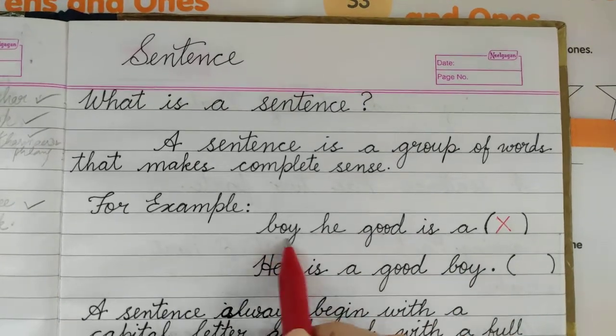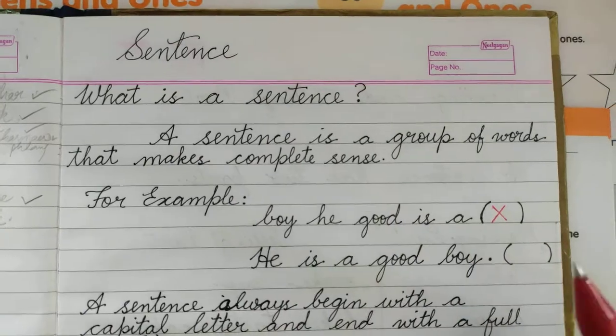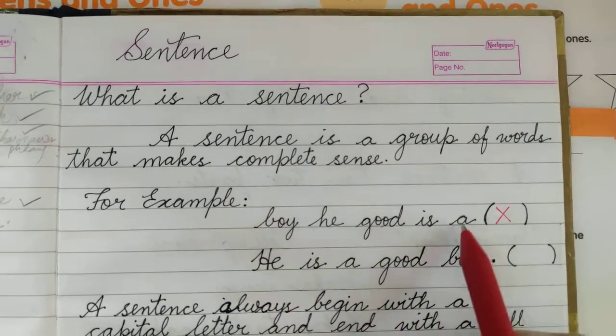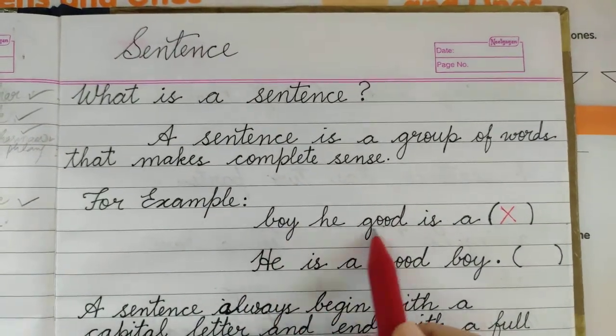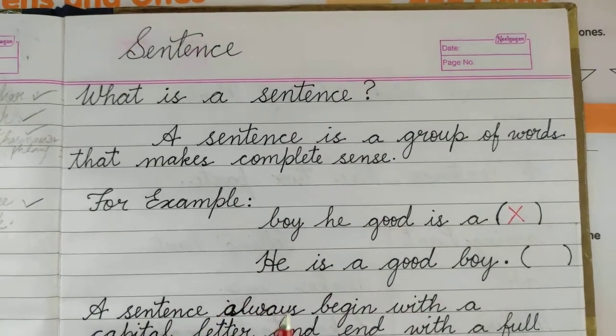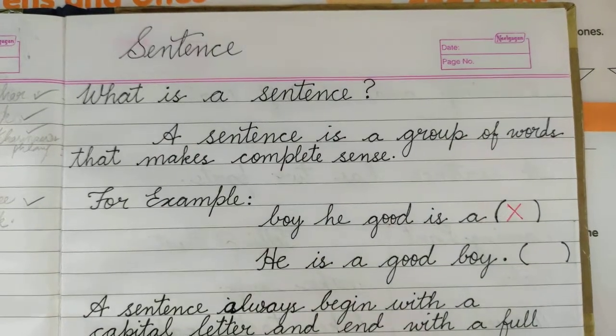Now we have a group of so many words. Look, boy is a word. He is a word. Good is a word. Is a word. A is also a word. Now we have one group of words, but this does not make sense at all. "Boy, he good is a." What is that? It does not make sense, right?